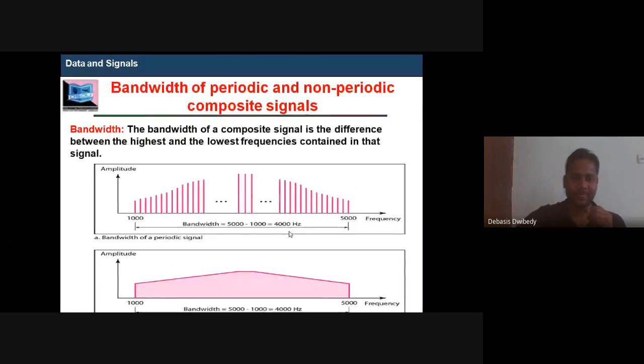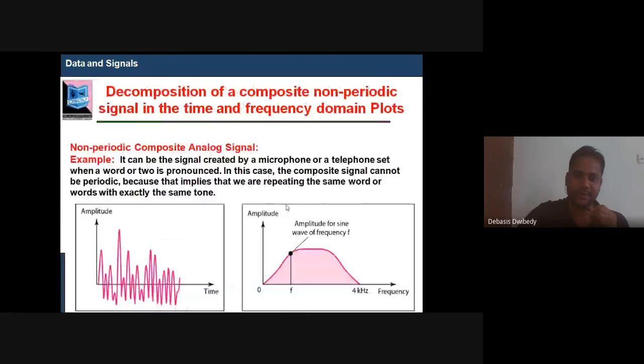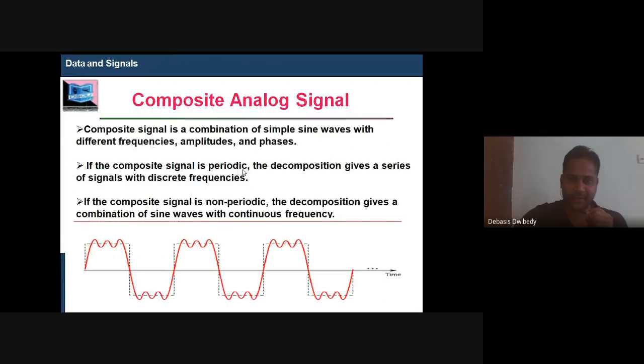Now we come to how, if a composite signal is given, we can represent it through a frequency domain plot with different frequencies. So the decomposition of a periodic composite signal gives us a series of simple sine waves with discrete frequencies. This is an example. We studied this concept a little while ago: if the composite signal is periodic, the decomposition gives a series of signals with discrete frequencies.